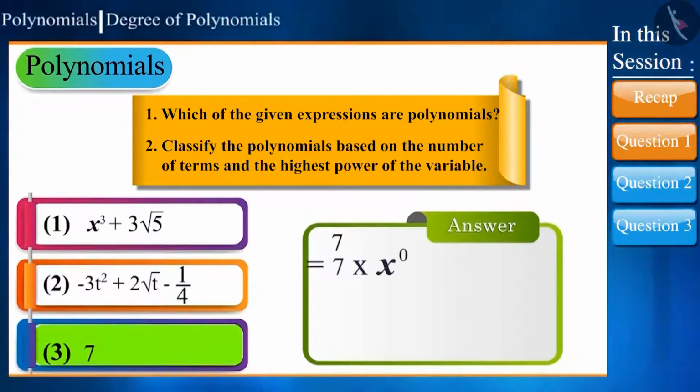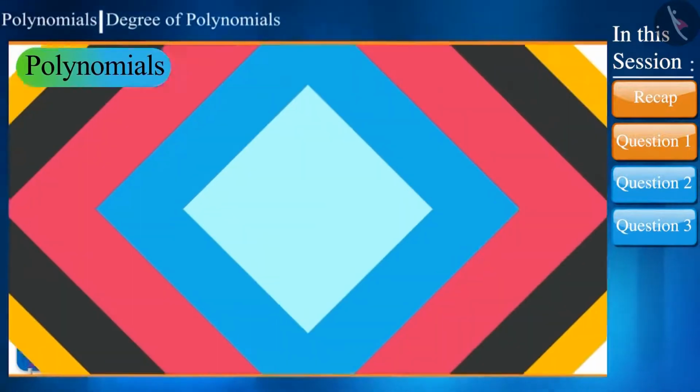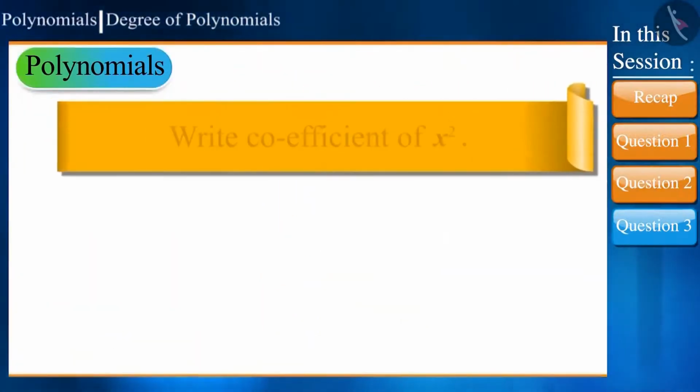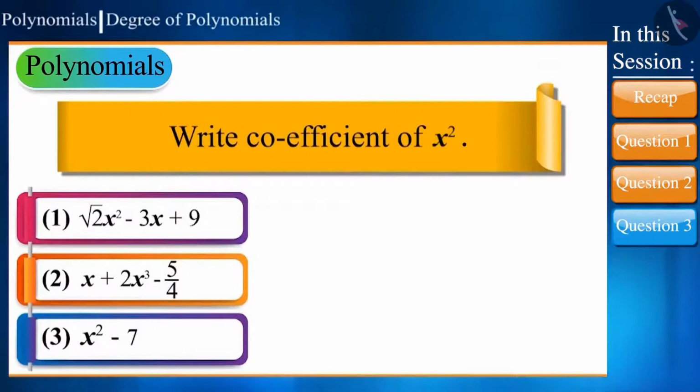The third expression is very simple. It is a constant polynomial with power 0. Now, let's solve another question. You have to write the coefficient of x square in the given polynomials. Such questions are quite easy.